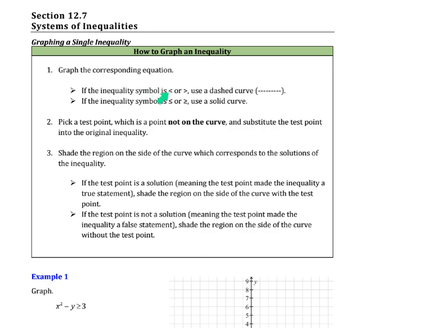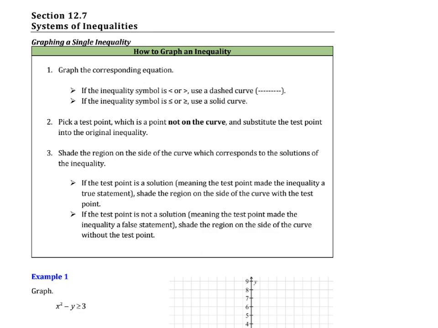So we'll change any less thans or greater thans or less than or equal to's or greater than or equal to's to equal signs. We'll graph those equations, but as dashed lines if we do not allow equality, and we'll do a solid curve if we allow equalities. Now, once you do that, you have divided up your plane into two regions. And so we have to decide which region we are going to shade.